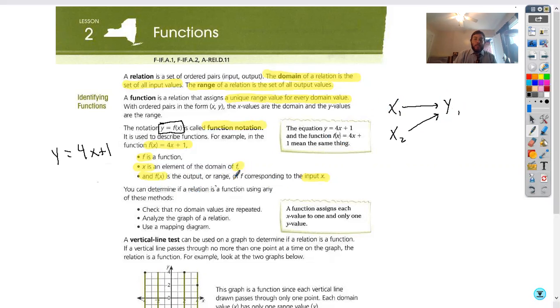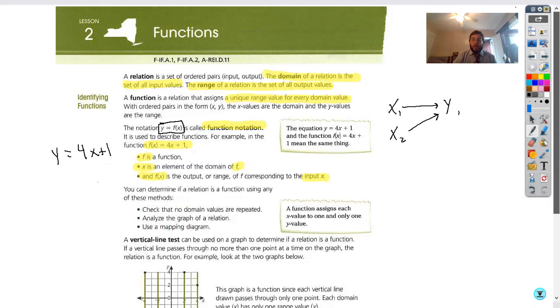All right, so you can determine if a relation is a function using any of these methods. The first way we can check is that no domain values are repeated. Another is by looking at a graph of the relation. And the third is using a mapping diagram.